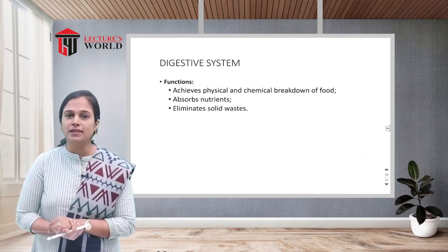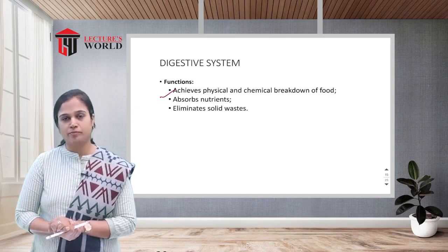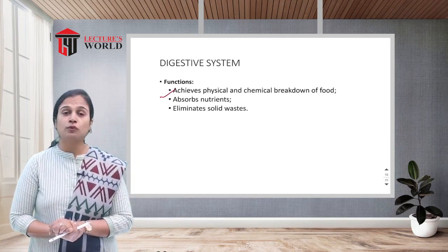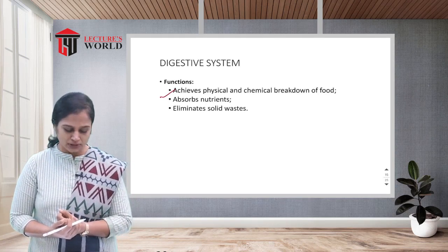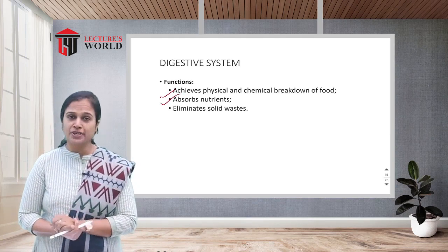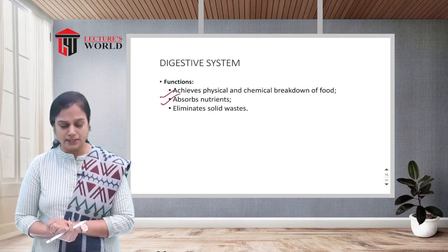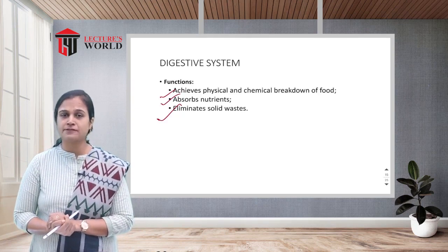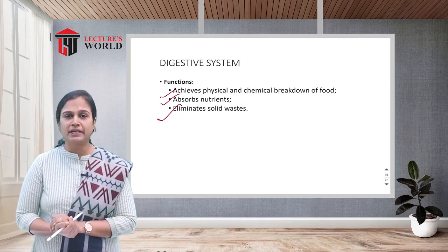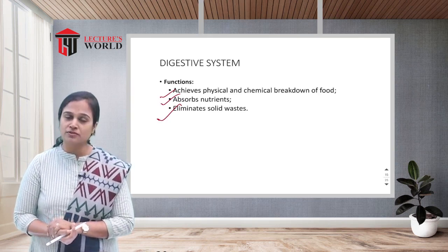The function of the digestive system is to achieve the physical and chemical breakdown of the food. For absorption of the food, the breakdown of the food is quite important, and it absorbs the nutrients in the stomach and in the intestine. After the absorption of the nutrients from the food, it eliminates the waste product through the anus. So these are the functions of the digestive system.